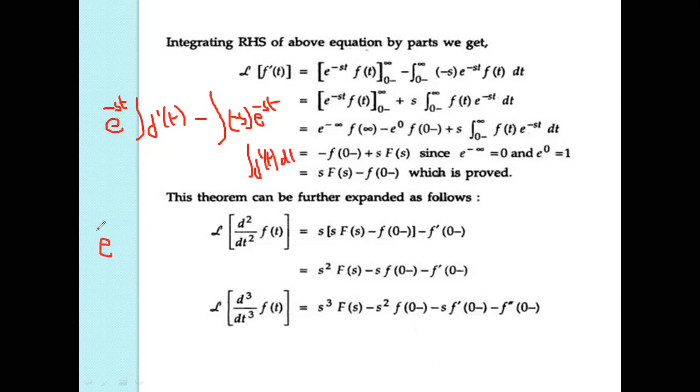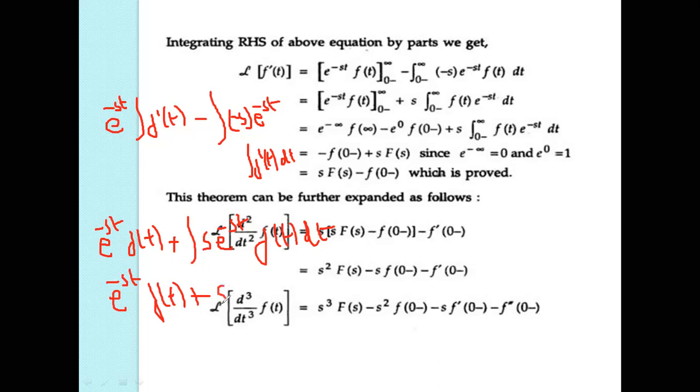So e power minus st, the integral of f dash of t is f of t, minus the integral, plus s into e power minus st. What is the integral of f dash of t? Again it is f of t dt. So e power minus st f of t plus s into the integral of f of t e power minus st dt. Got it, my students?